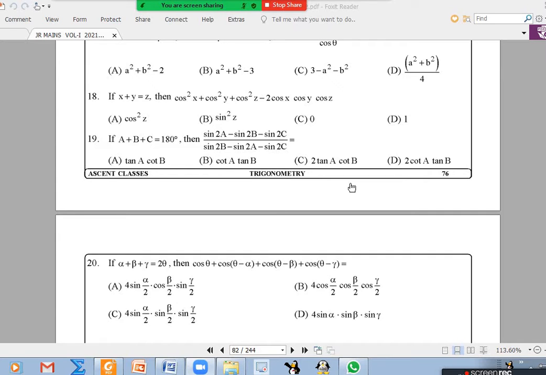Yes, sir. Just take some angles and all. Okay, so for the 19th question, simplify the numerator alone by using this transformation formula. Then the denominator alone, try to simplify.